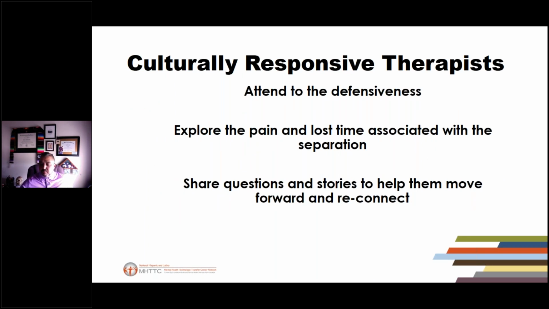So culturally responsive therapists. In a nutshell, we attend to defensiveness, right? We don't just kind of pass it over or sweep it under the rug. We address it, and we talk about that. If one child or one family member is defensive, and sometimes defensiveness, resistance, and denial even are terms that I feel give people of color kind of a negative picture in the clinical file, if you will, for others that are seeing this and are treating them.